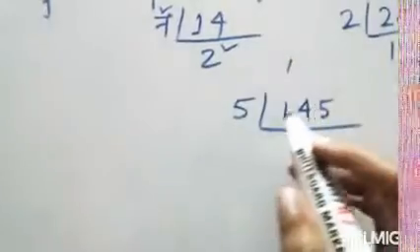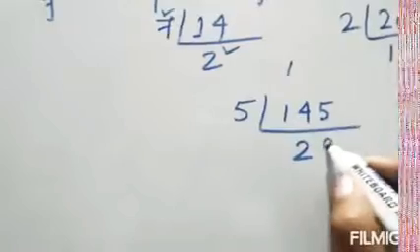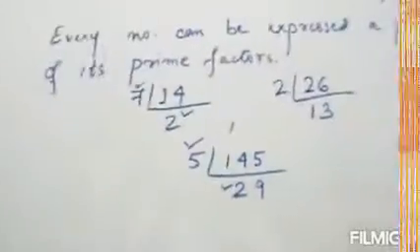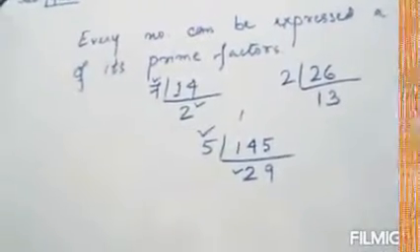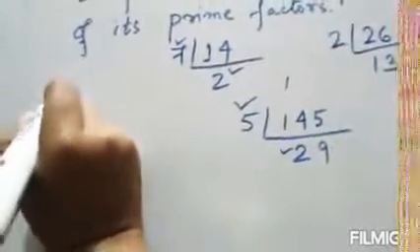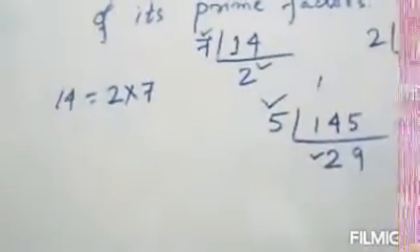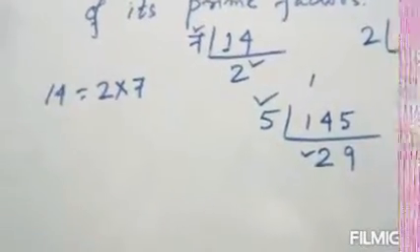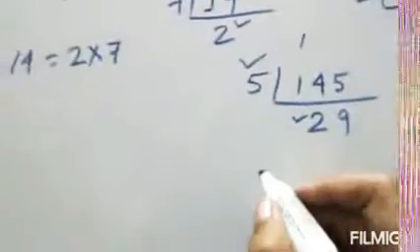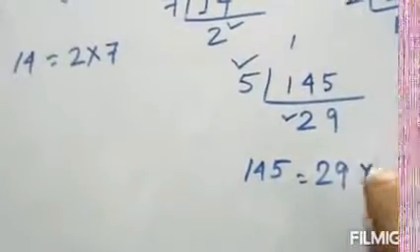Okay, so how many times? 2s are, 9s are, right? So every number you see can be expressed as the product of its prime factors. So we can say 14 is equal to 2 into 7. Here we can say 26 is equal to 13 into 2. Here we can say 145 equals 29 into 5.